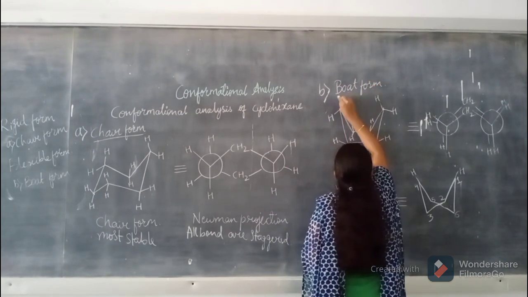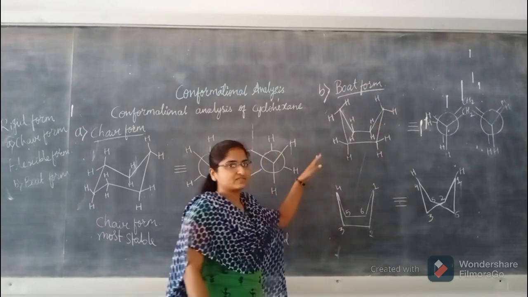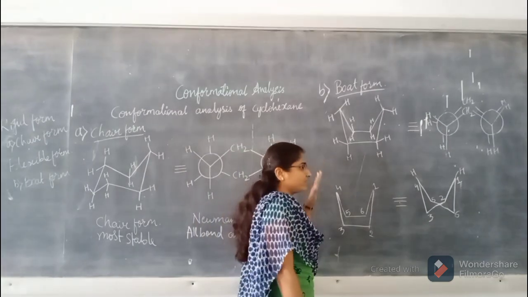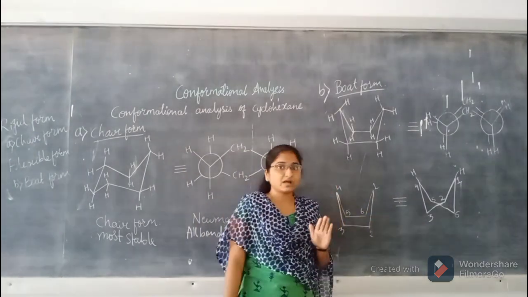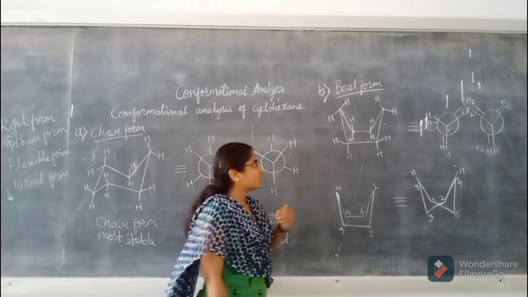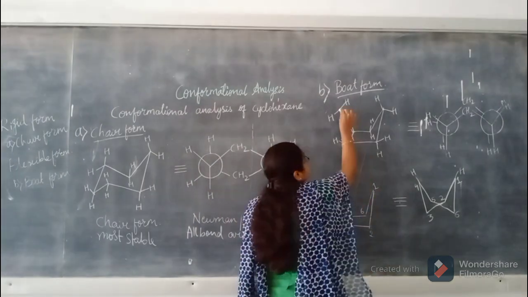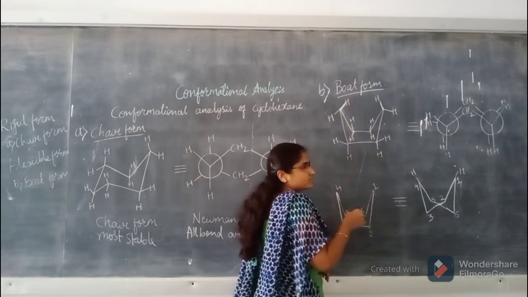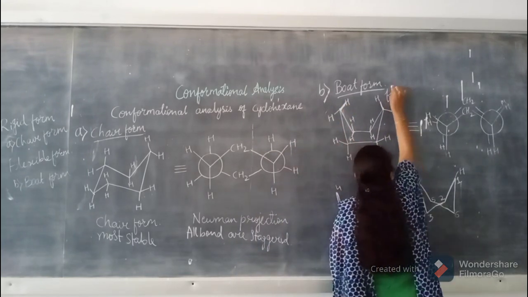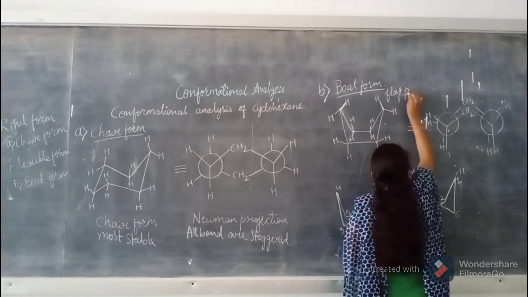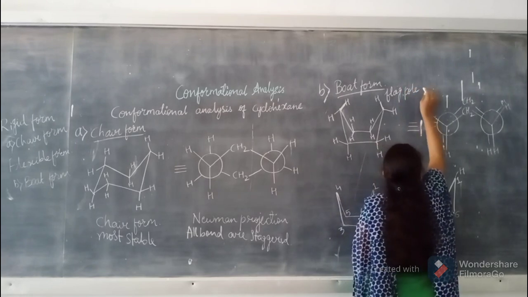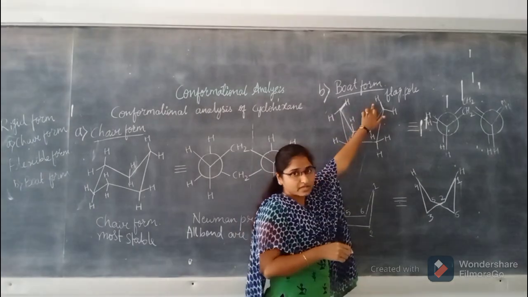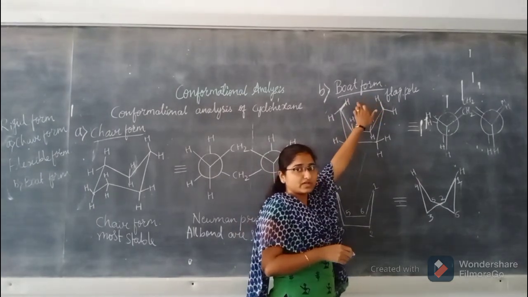The second conformation of cyclohexane is the boat form. The boat form of cyclohexane is less stable when compared to the chair form. Why? See the diagram here: these two hydrogen atoms are called inner hydrogens, or flagpole hydrogens.